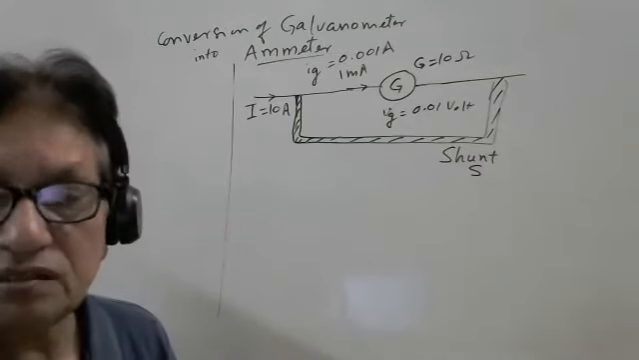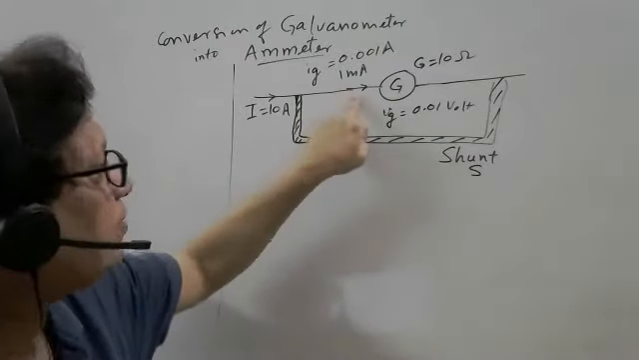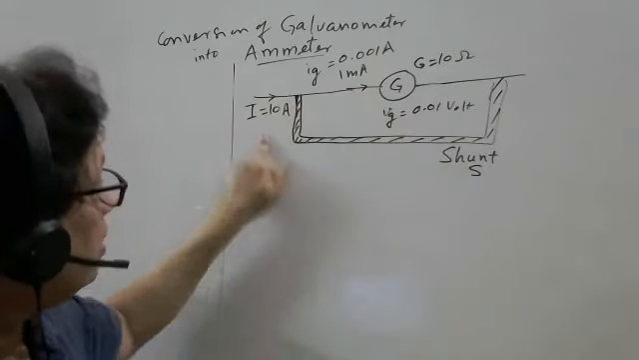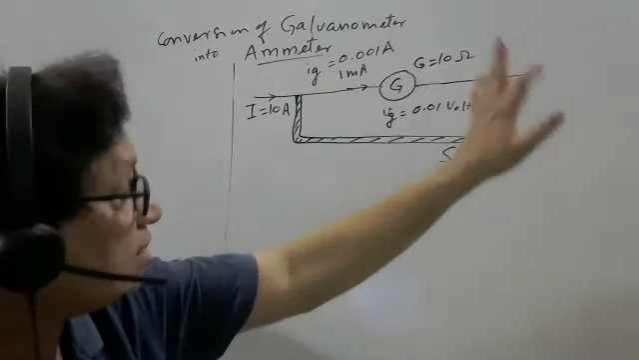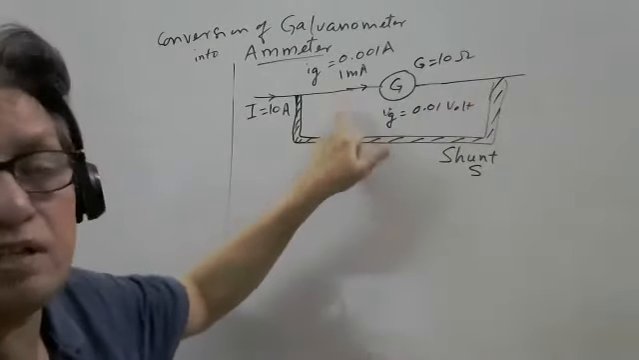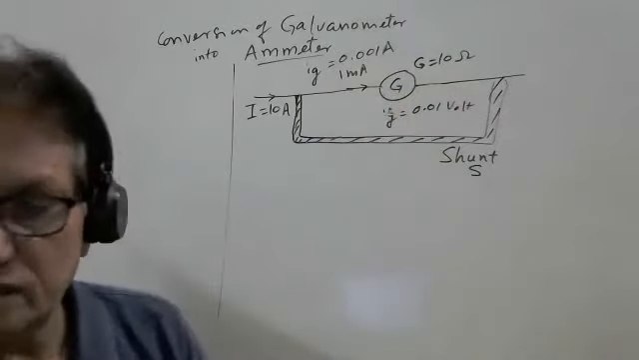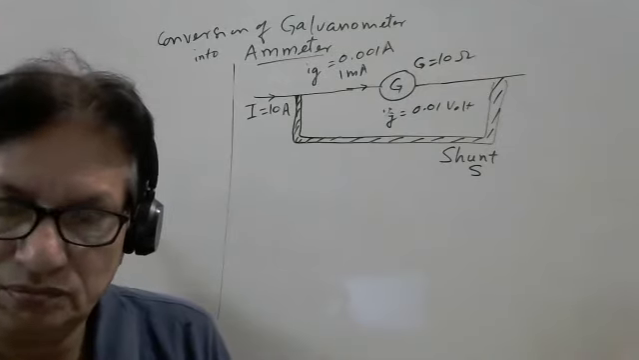What is required? The reason behind this: suppose 1 milliampere current is flowing through this galvanometer, and now 10 ampere current is flowing. So the rest of the current passes through the shunt, and only 1 milliampere current is passing through this coil. Got this point or not?